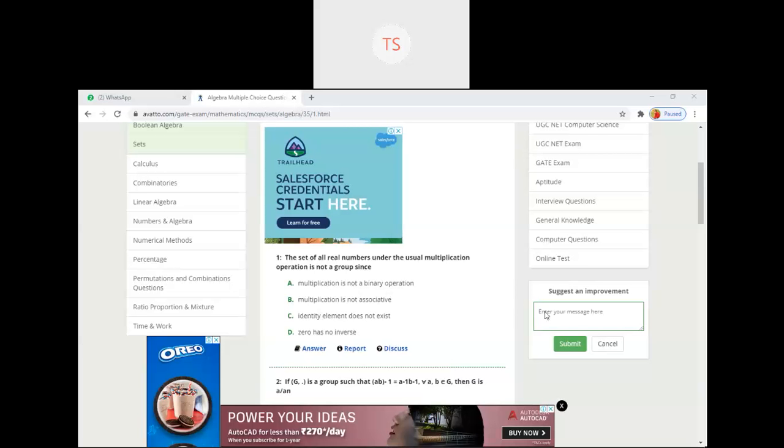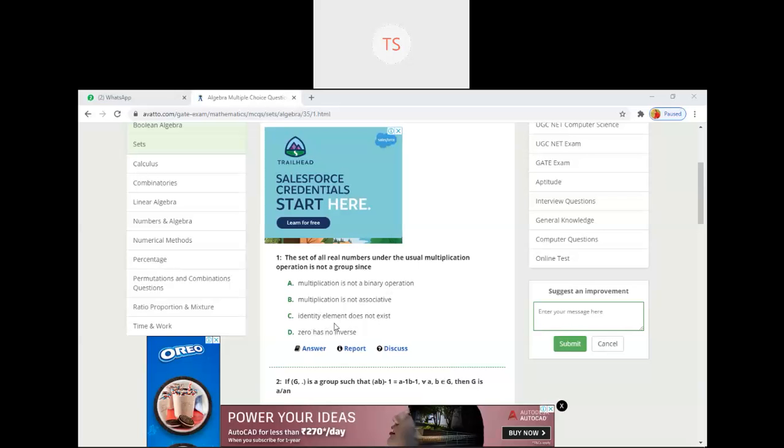No, ma'am. Why is it not true? Zero has no multiplicative inverse. So which is the correct option from the options A, B, C and D? D. D, Zero, because here it is written that 0 has no inverse.